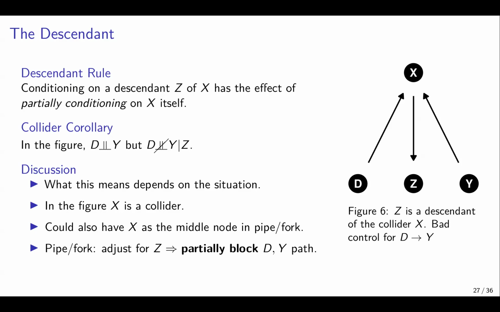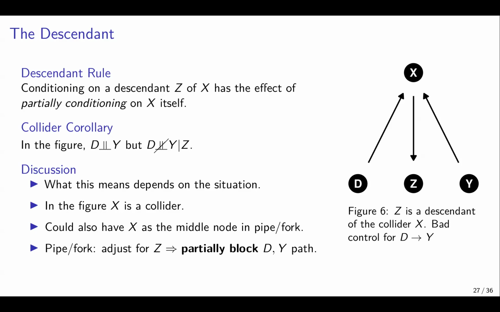Now what that means in practical terms depends on what X is. It has the same effect as partially conditioning on X itself. So to find the effect of conditioning on Z, you need to know what the effect of conditioning on X would be. In this diagram, X is a collider. So conditioning on X would take us from a situation where D and Y are independent to one where they're dependent. And since Z is a descendant of X, conditioning on Z will have part of the same effect as conditioning on X itself. So it will induce partial dependence between D and Y.